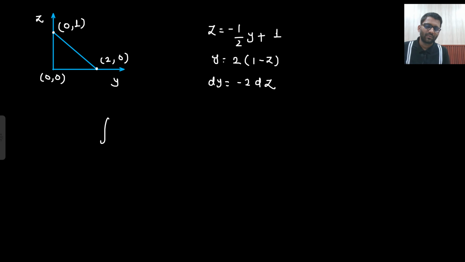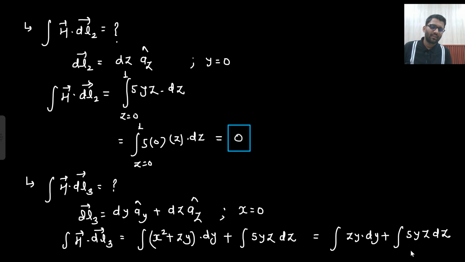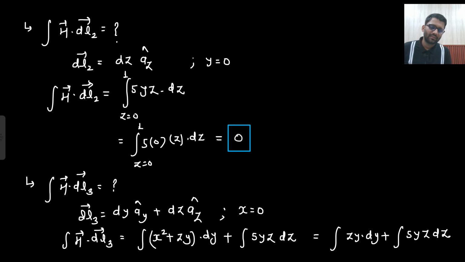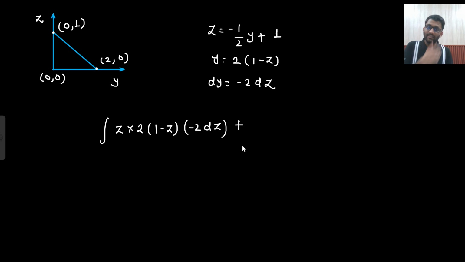So let's start now. So z into y. What is my y? That is 2 into (1 minus z). And what is my dy? Dy is minus 2 dz. Plus 5yz dz. What is y? Y is 2 into (1 minus z) into dz.